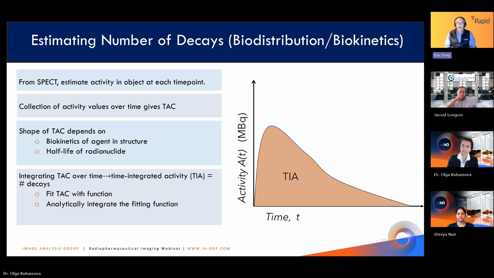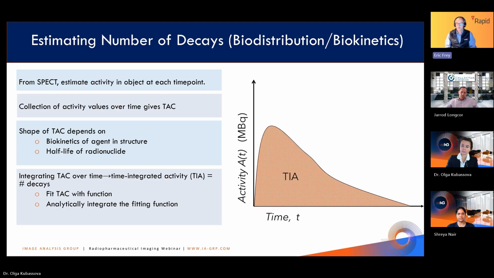So I want to talk first about how we estimate the number of decays that happen in some object of interest. If you think about the amount of activity as a function of time, if you're in some organ, the kidneys, for example, after you administer the activity will increase and then decrease as a function of time, and that's known as the time activity curve.